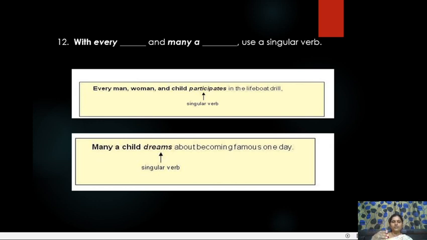If it is a singular subject, we use a singular verb. If it is a plural subject, we use a plural verb. So whatever additional information is provided about the subject doesn't make any difference to the verb. And this is all about subject verb agreement.